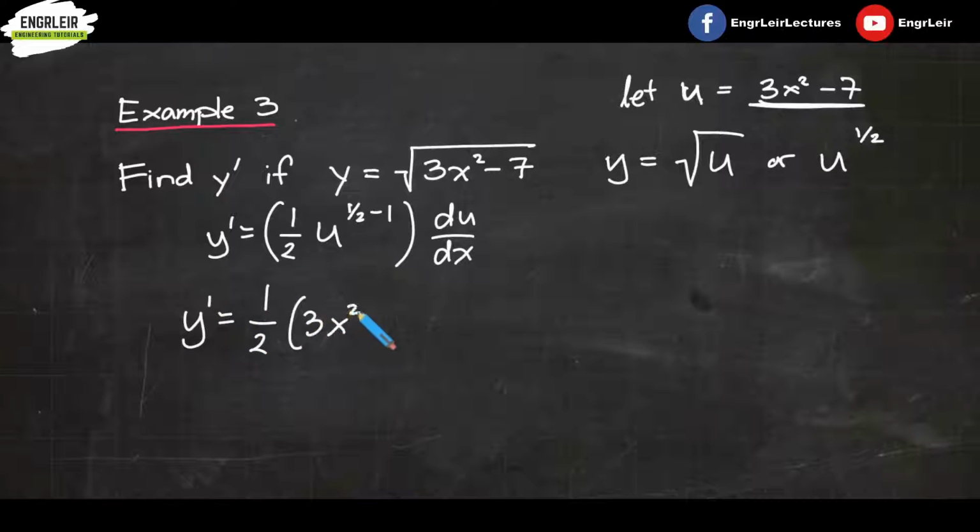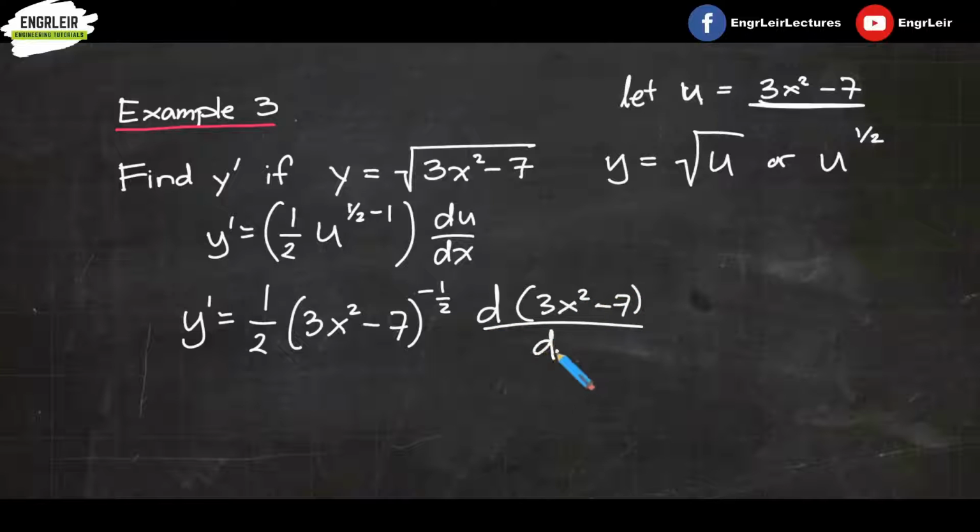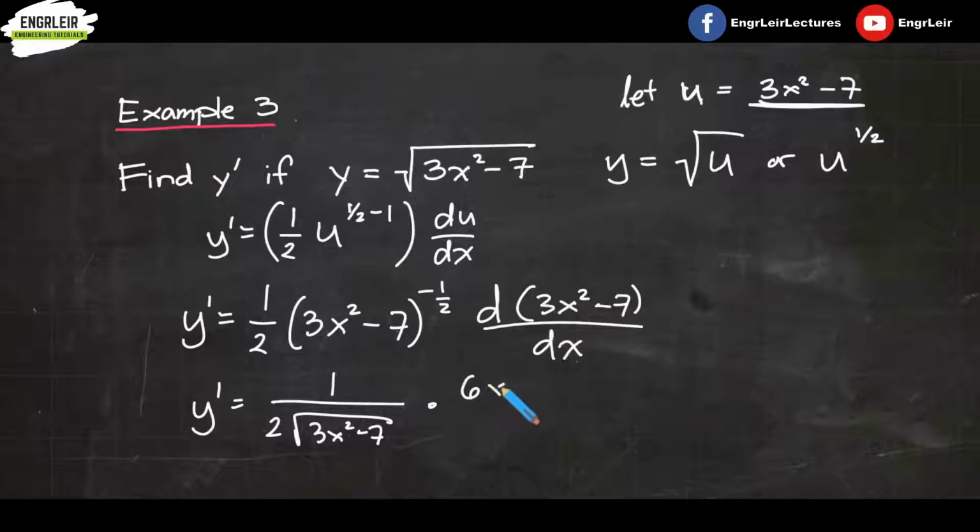1/2 times 3x squared minus 7 raised to negative 1/2. And then we get the derivative of 3x squared minus 7 with respect to x. So y prime is equal to 1 over 2, this would be the square root of 3x squared minus 7, times the derivative of this. Using our basic rules, this would be 6x. So that is 3 times 2, then x raised to 1, minus 7. 7 is a constant. Okay, so this is our answer. If you simplify, that would be 3x over the square root of 3x squared minus 7.